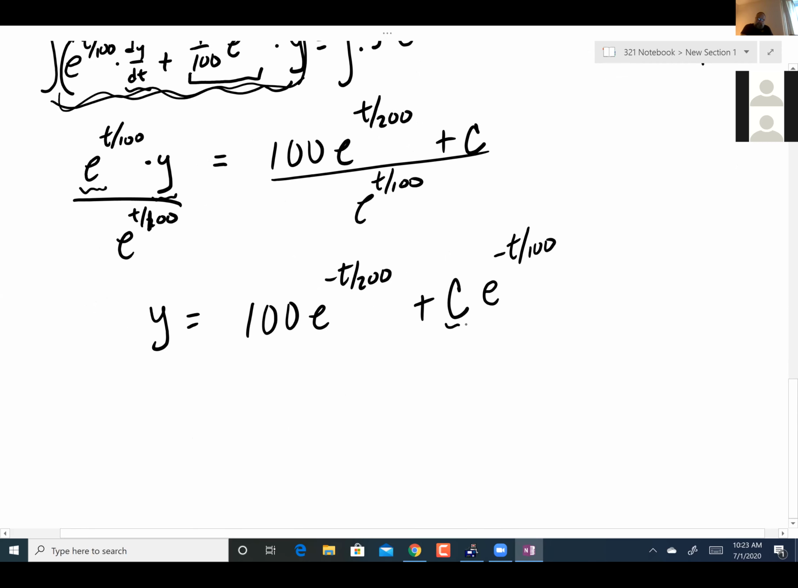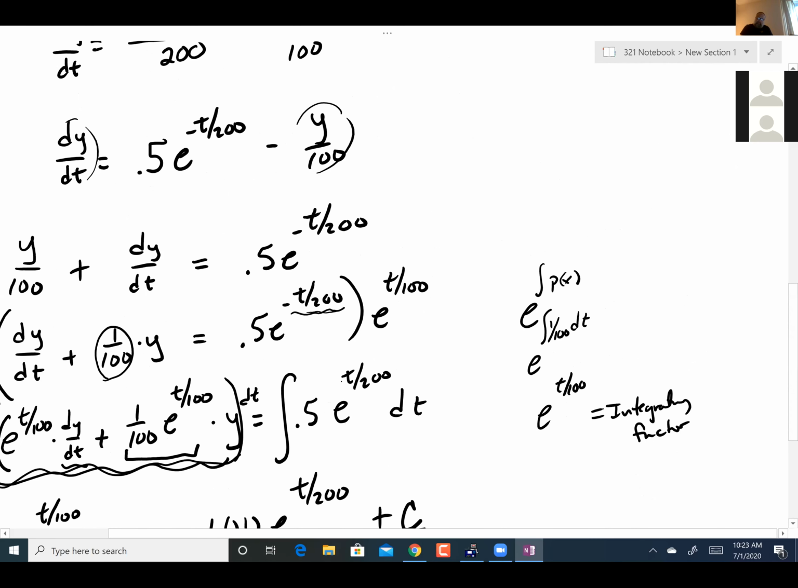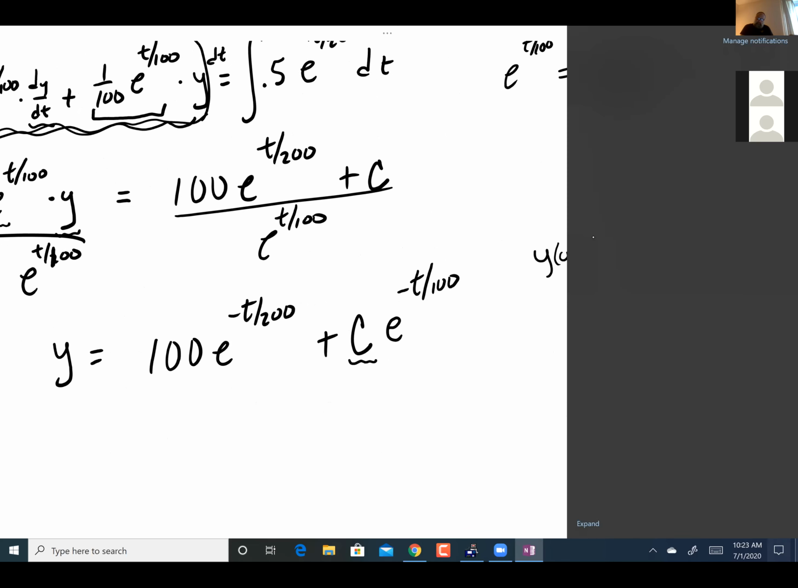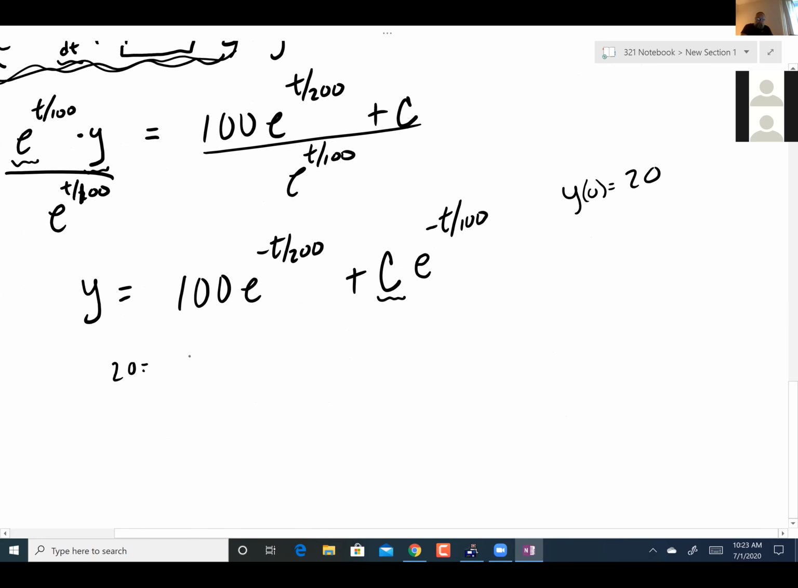I wish there was a way I could find c. Well, there is, because y of 0 was 20. Yes, y of 0 is 20. And so it would be 20 equals 100 plus c. So c would be negative 80, I believe. And so this right here is the equation that describes what happens with our salt in tank 2.